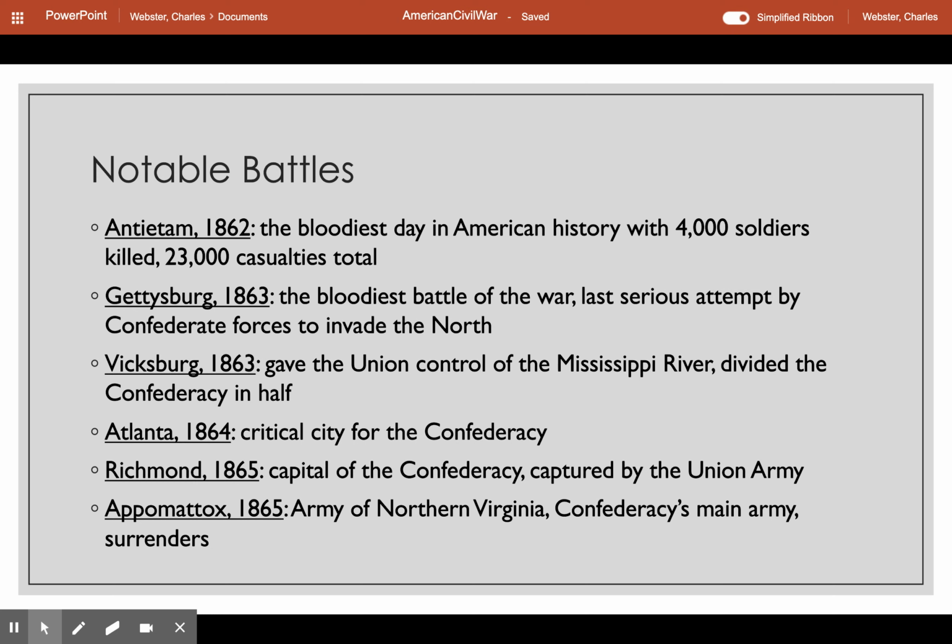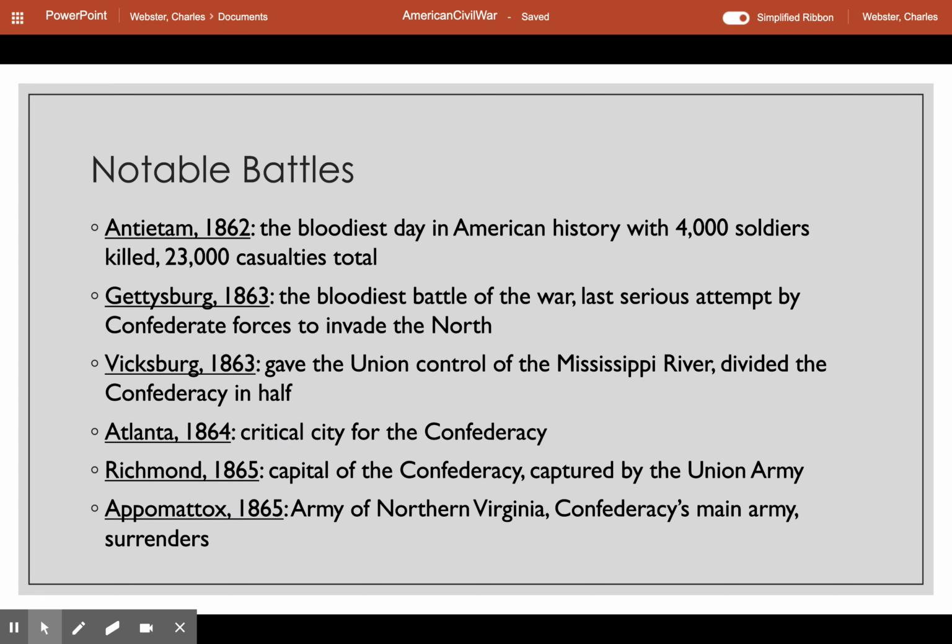You also had Vicksburg, which concluded the same time as Gettysburg in 1863. This battle gave the Union Army control of the Mississippi River, which meant that the Confederacy was effectively split in half geographically. And then you had Atlanta in 1864. This was a critical city for the Confederacy. And when it was captured, it divided the Confederacy again and made it impossible for them to ship supplies to their armies around the different states in the Confederacy.